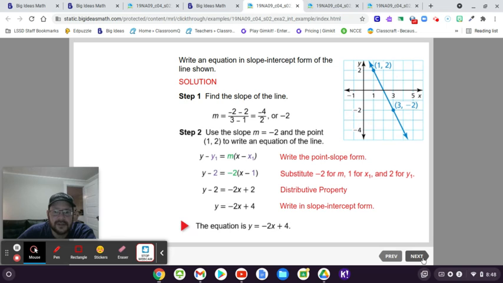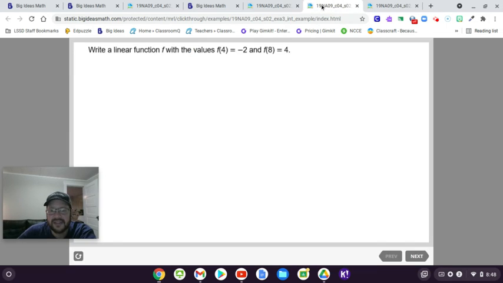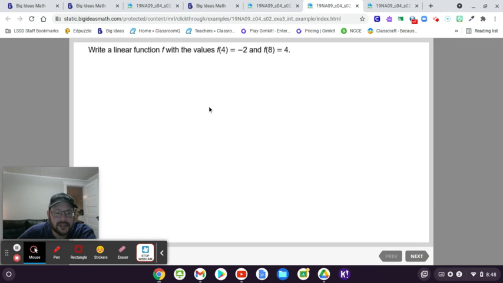Okay, so there's our summary. Let's do a real-life example, I think. Is that what we got? No. Sometimes you're also going to be given your points in this form right here. So it says f of 4 is -2, f of 8 is 4. So what ordered pairs does this situation correspond with?